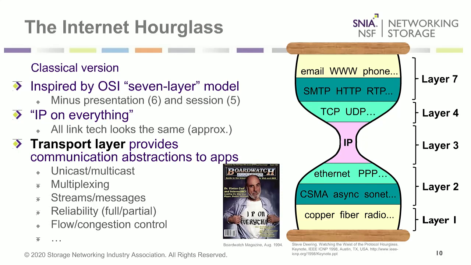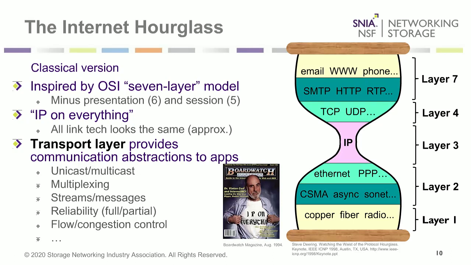No matter what your link layer or your physical layer is, IP is going to run on top of you and integrate you to the internet. And the transfer layer specifically sits on top of IP, so it's layer four in this diagram. It's the light blue thing that says TCP and UDP. And that provides some abstractions to applications that IP doesn't provide.